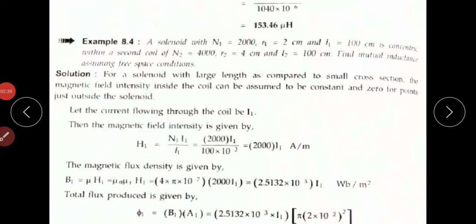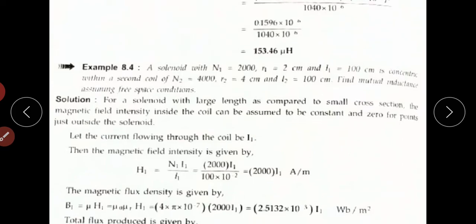Okay, next problem. A solenoid with N1 equals 2000, R1 equals 2 centimeters, and l1 equals 100 centimeters is concentric within a second coil with N2 equals 4000, R2 equals 4 centimeters, and l2 equals 100 centimeters. Find the mutual inductance, assuming free space condition. First, the solenoid case.